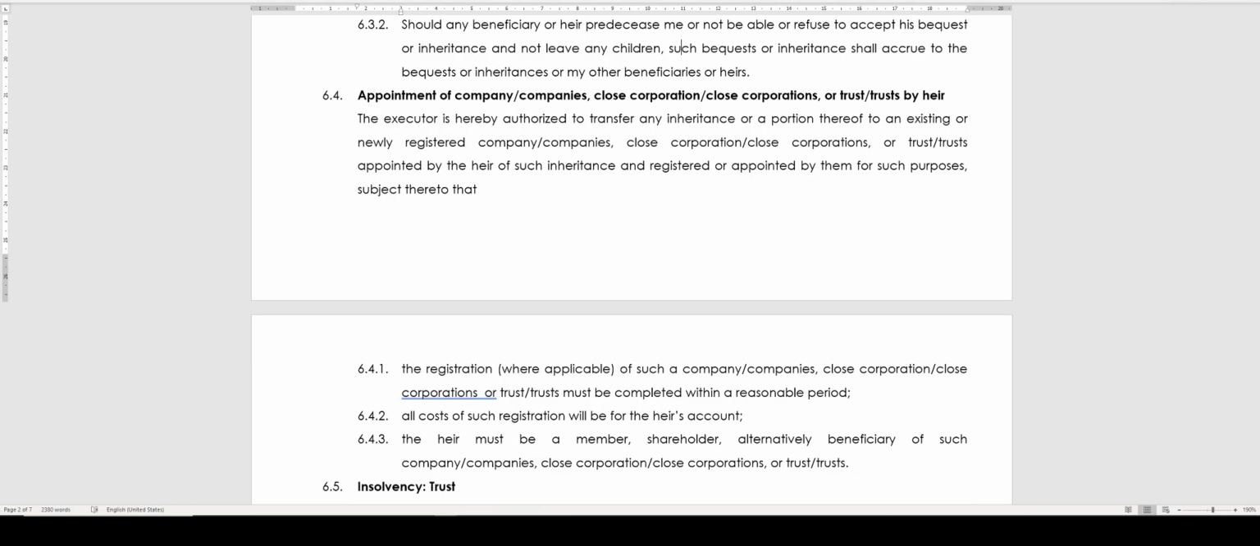Appointment of a company or a close corporation or trust. This clause makes it possible for a beneficiary to, for example, nominate his family trust as a beneficiary in his place if he would like his trust to receive the inheritance as part of his estate planning.